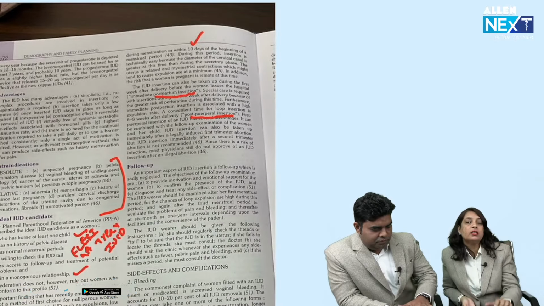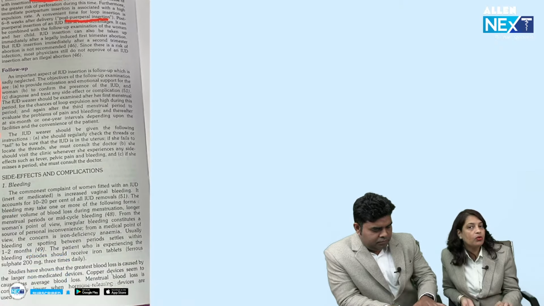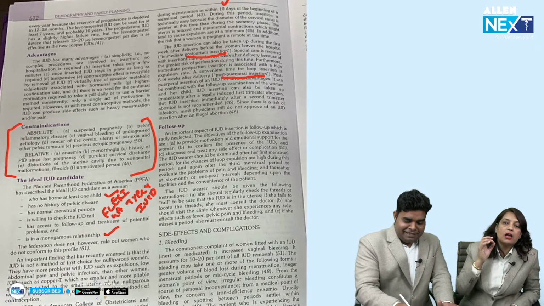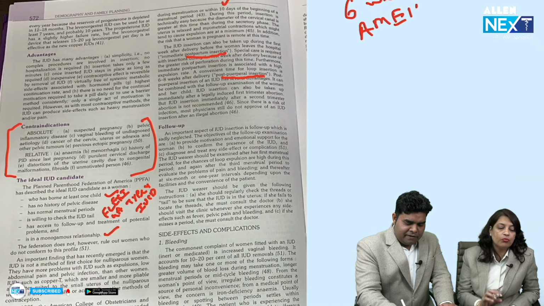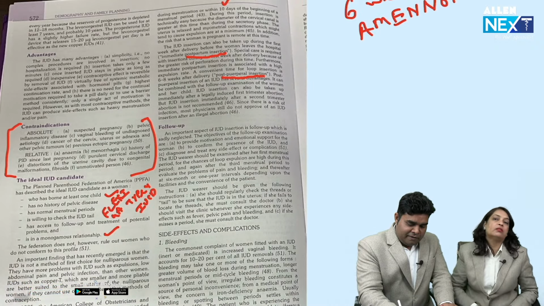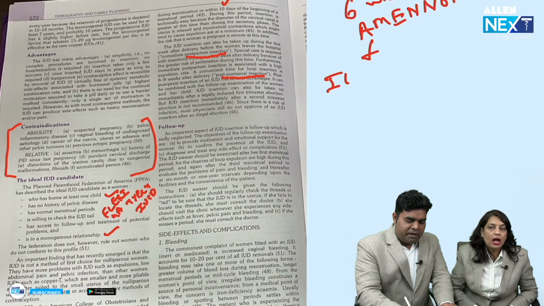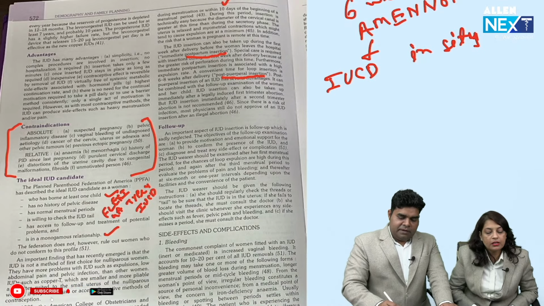One more question is, there is a female, she comes with 6 weeks amenorrhea and she has a copper T in situ. On examination the copper T thread is visible. What is your management? 6 weeks amenorrhea and copper T in situ. On examination, copper T thread is visible. What is the ideal answer for this question?